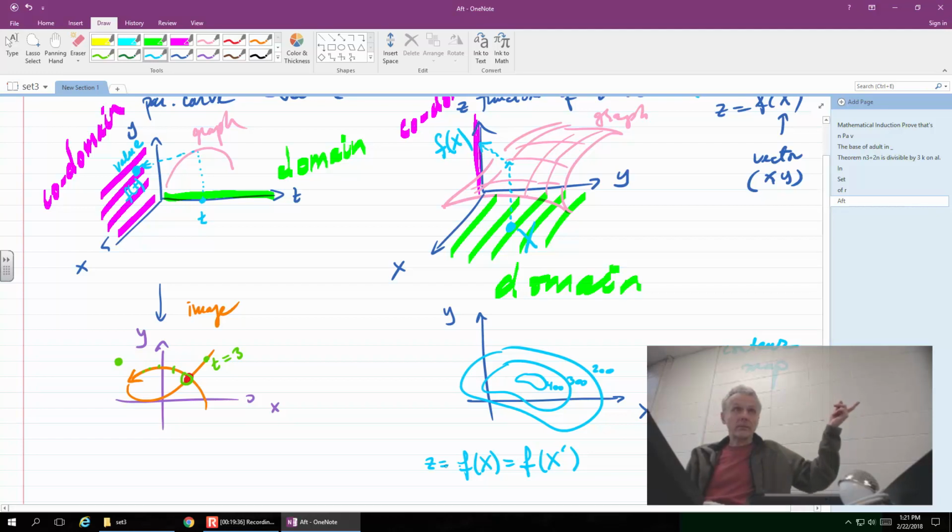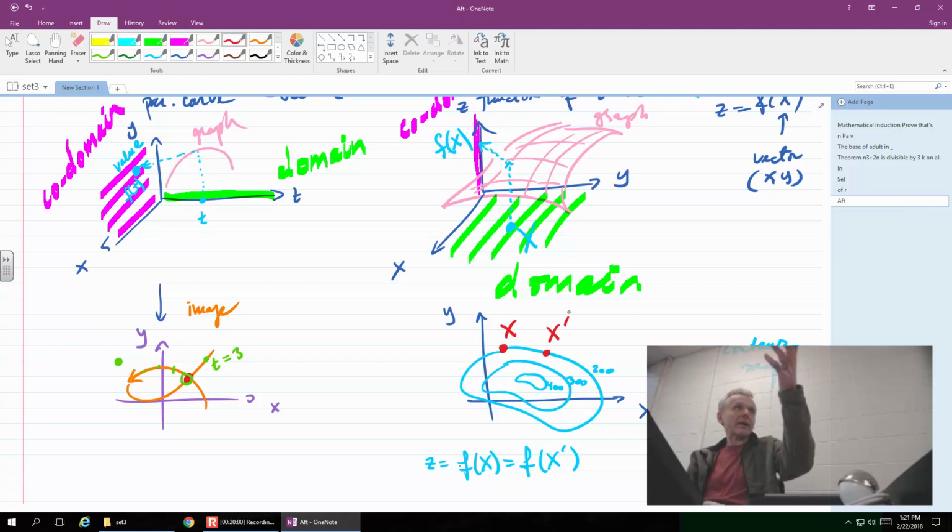Do they? Yes. One circle had a bunch of points. So this is x, and this is x prime. They actually produce the same elevation, right? So whenever you have a contour, right away it's not one-to-one. You can actually walk along it and stay on the same level.